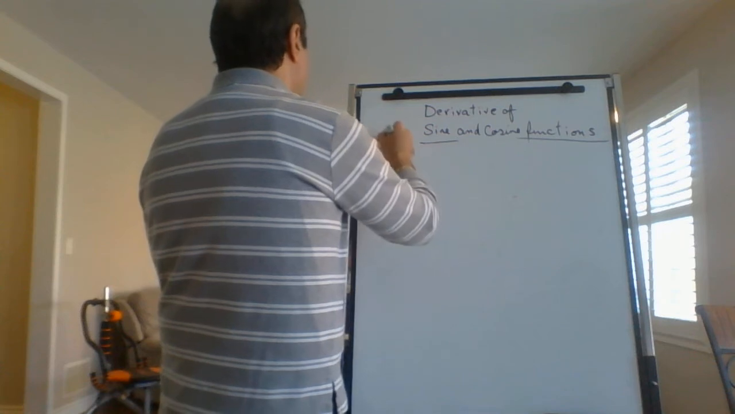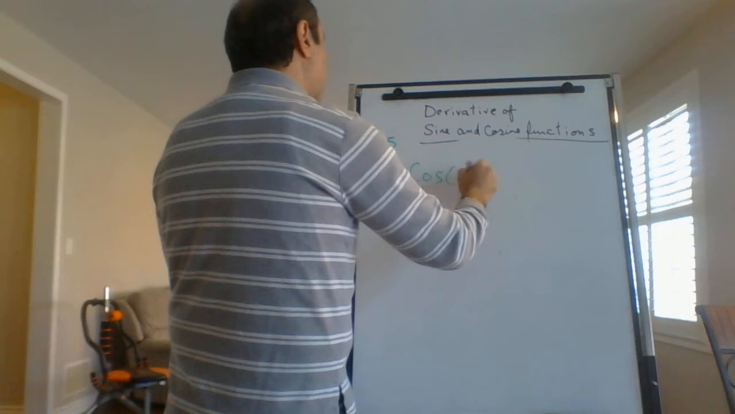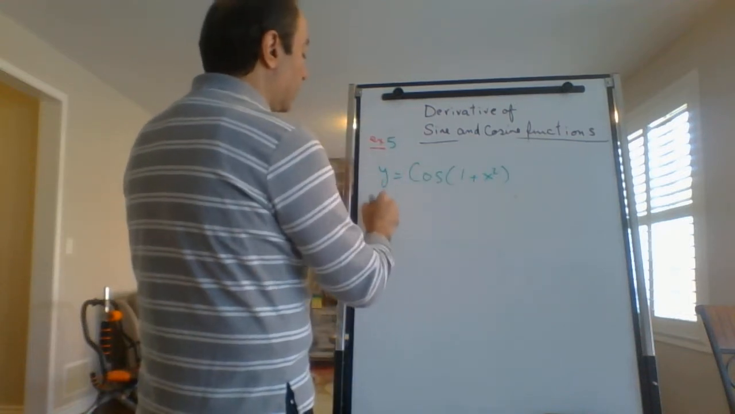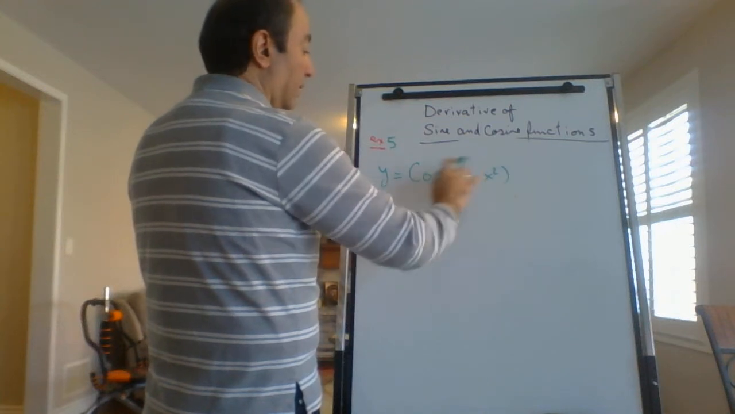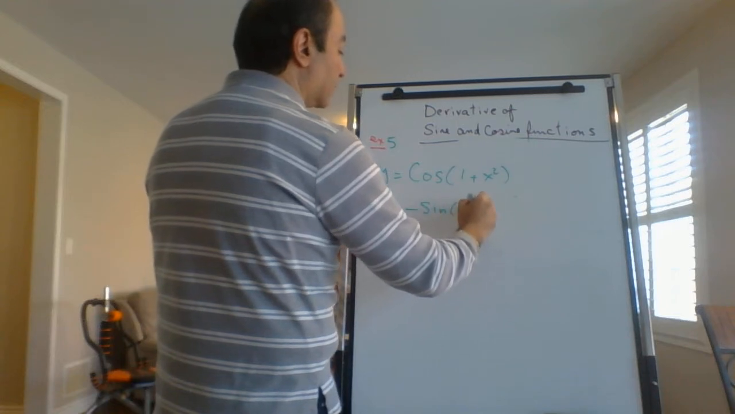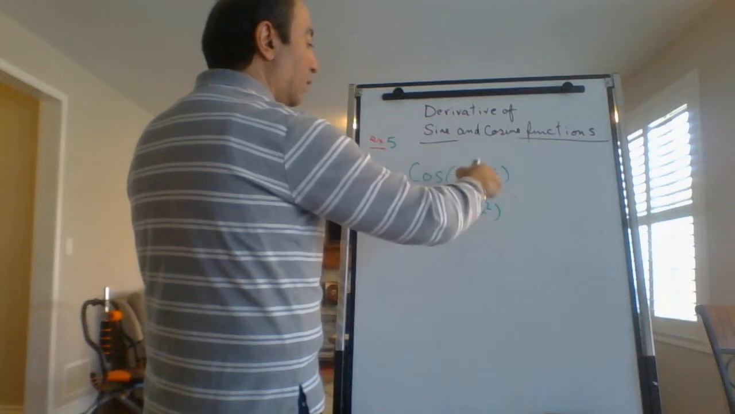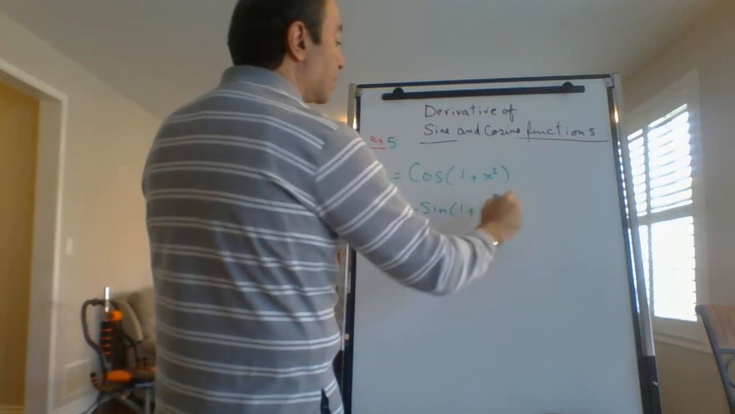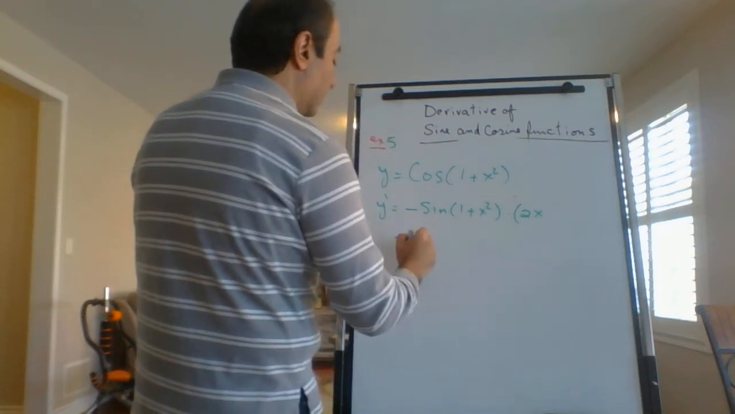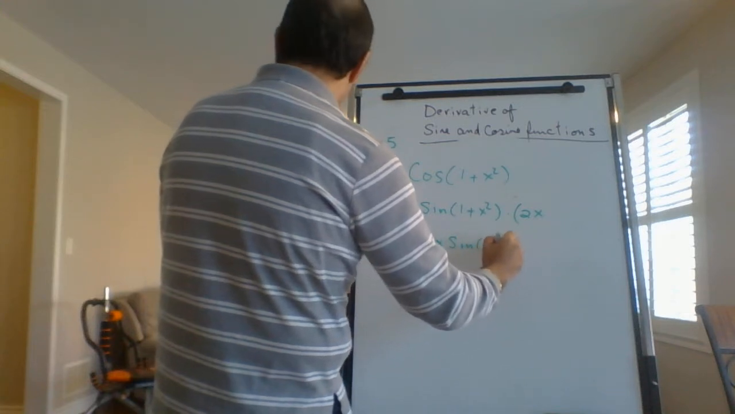Example 5. y equals cosine of 1 plus x squared. So this is cosine of f of x. y prime will equal, the derivative of cosine f of x is negative sine f of x, times f prime of x, the derivative of 1 plus x squared. Derivative of 1 is 0, derivative of x squared is 2x. Then we write it as negative 2x sine of 1 plus x squared.